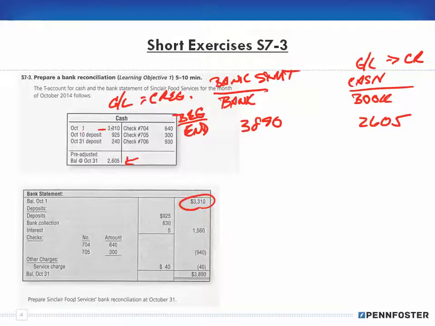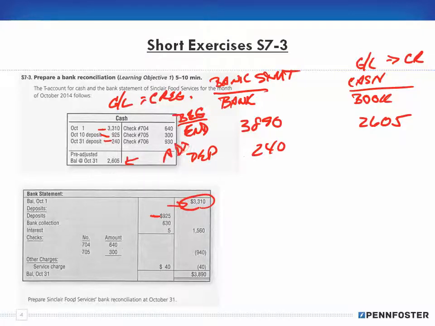From our general ledger cash account, we had $33.10, which is what our bank statement was, so we know that's okay. Then we have a deposit of $925, which we have here, so that hit our bank statement. We have a deposit of $240, but we see that that deposit of $240 is not on our bank statement. So we have to add that in to the bank. So we have a deposit for $240.